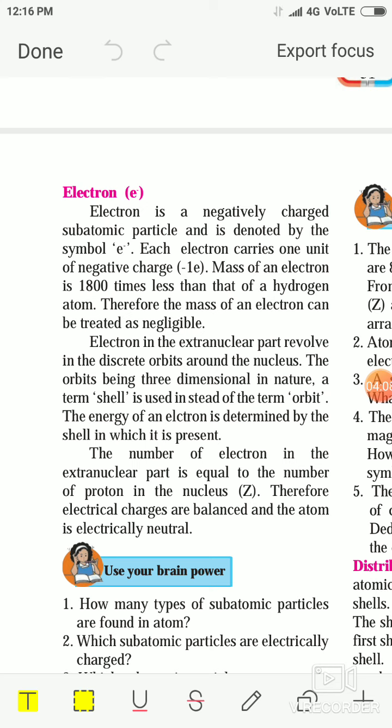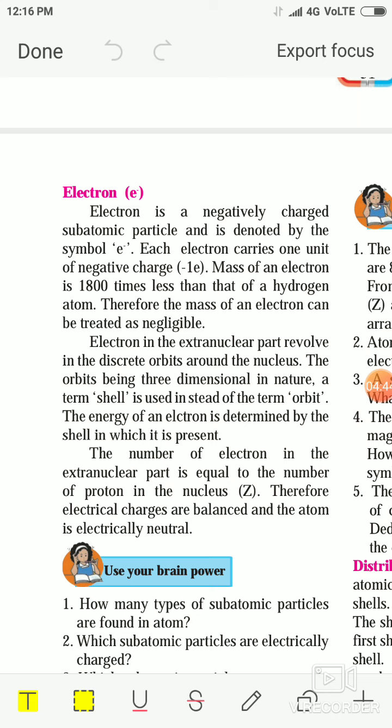Electrons are denoted by small e, having negative charge. An electron is a negatively charged subatomic particle, denoted by the symbol small e. Each electron carries 1 unit of negative charge. The mass of an electron is about 1800 times less than that of a hydrogen atom. Therefore, the mass of an electron can be treated as negligible.